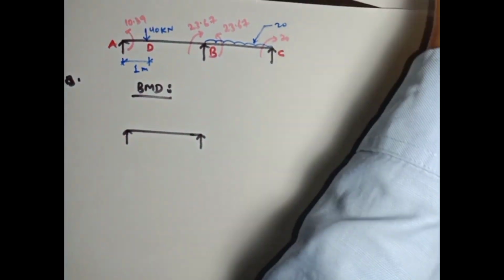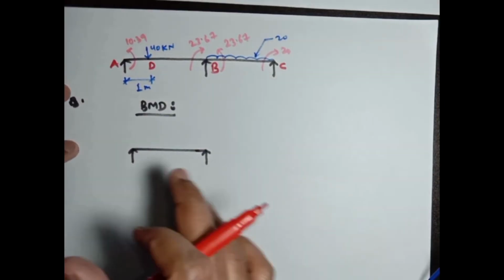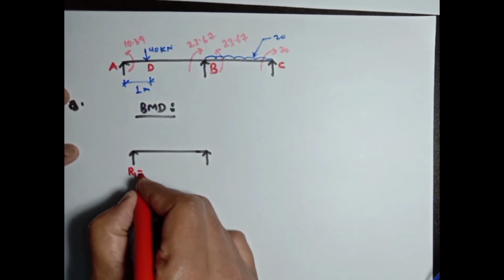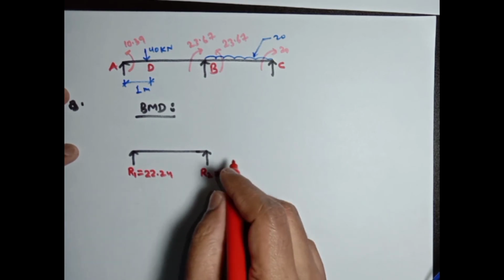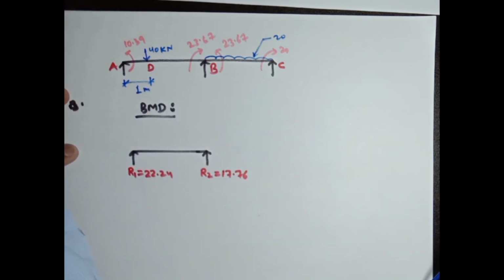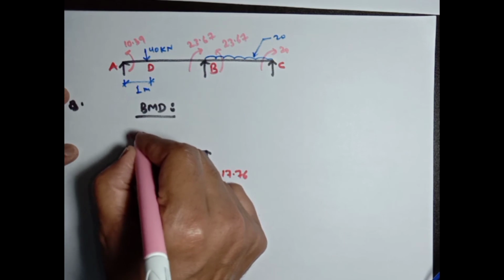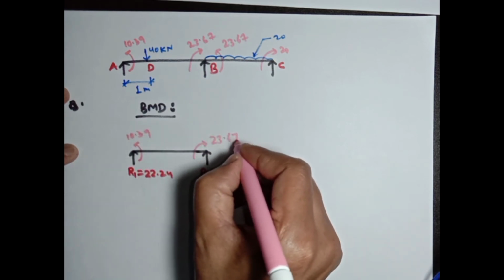Yeah, there are reactive forces here for span AB. This is the reactive force R1, value is 22.24. This is R2, value is 17.76. And as per the loading diagram, this is the anti-clockwise moment of 10.39. This is a clockwise moment of 23.67.